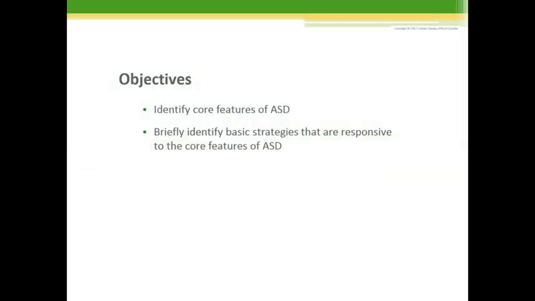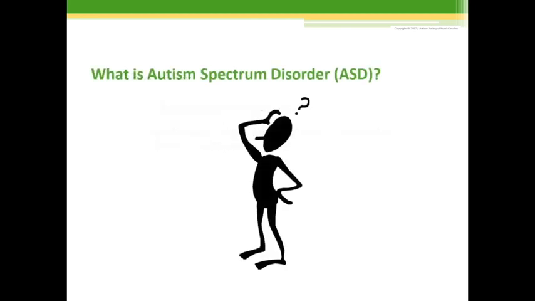Today's objectives in this brief webinar are that we are going to briefly identify the core features of autism spectrum disorder, and I'm also going to touch on some of the basic strategies that are responsive to these core features of autism. So let's jump in. What is autism spectrum disorder?